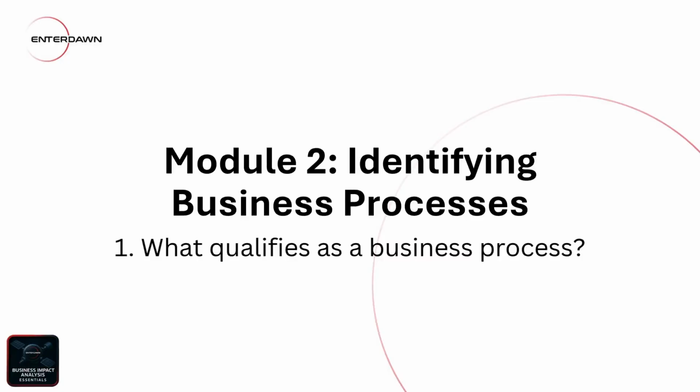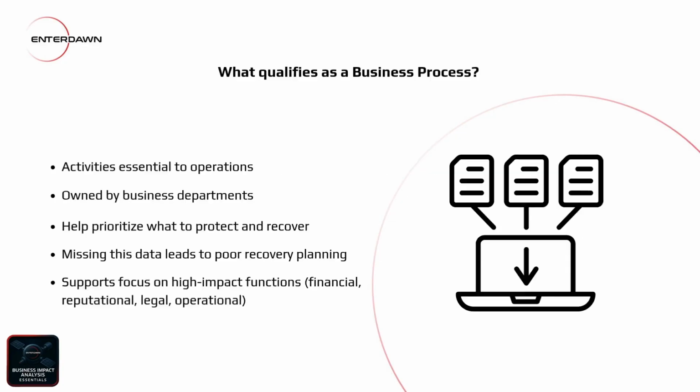Module 2: Identifying Business Processes. In the first section of Module 2, we will explore what qualifies as a business process. Business processes are the activities essential to the organization's operations. Business processes belong to the business departments within the organization.